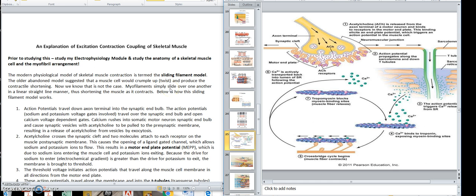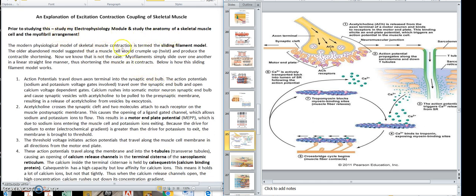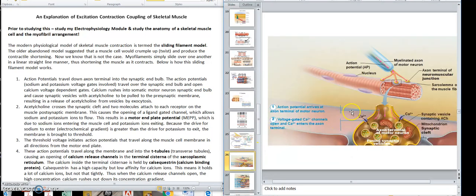All right, so we're going to walk through, but again, you have to have this in your mind before you can do that. Action potentials travel down the axon terminal into the synaptic end bulb. The action potential, sodium and potassium gates, which you'll learn in the electrophysiology module, travel over the synaptic end bulb and then cause the opening of voltage-dependent gates to calcium. The calcium then will come in to here, and the calcium will cause the synaptic vesicles to pull down to the surface.